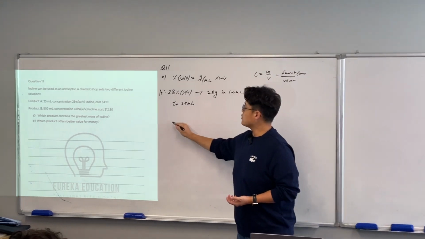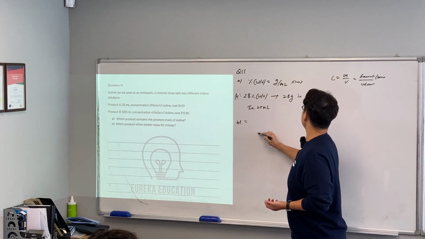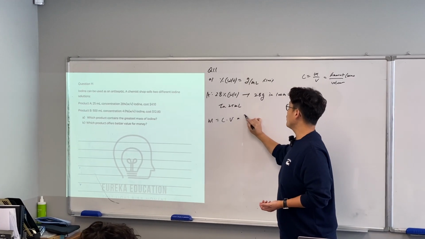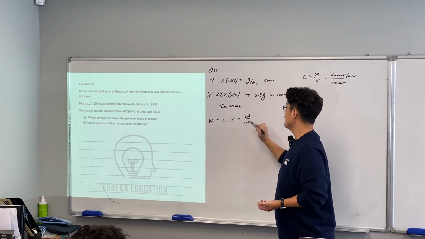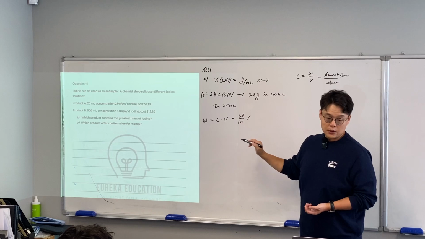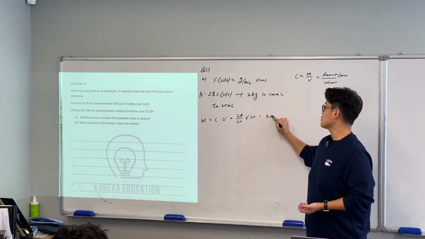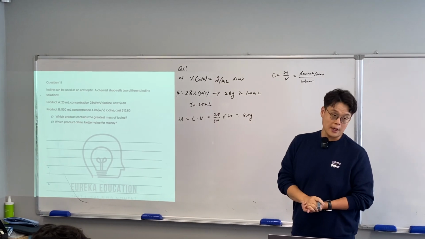So in terms of that, to find the mass, what would it be? The concentration times the volume that we have been given here. That would be 28 on 100 times the given 25 milliliters. Then you get 7 grams of the iodine for product A.